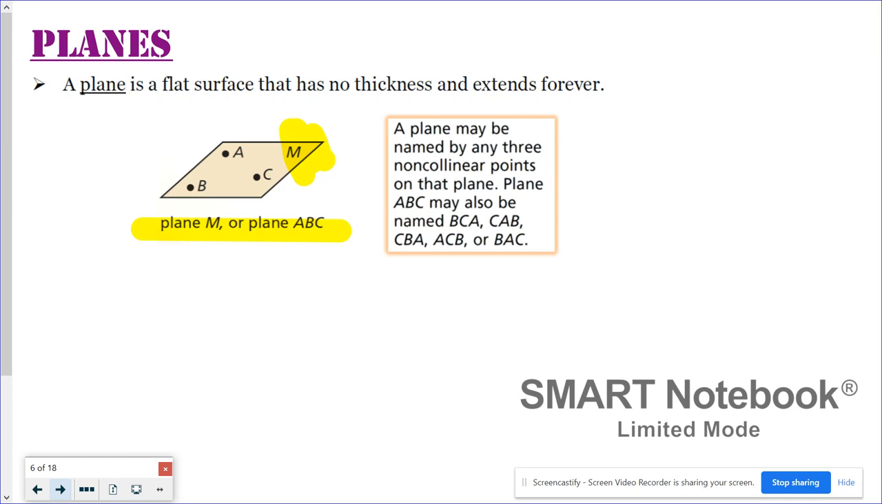But with planes, when it comes to naming planes, a plane may be named using any three non-collinear points. So remember, collinear is together on the same line. So non-collinear would mean all 3 points can't be on the same line. So if you notice in our diagram here, A, B, and C, I cannot connect all 3 of those with one line. So they are non-collinear. So I can use those 3 points to name my plane. I can also put them in any order.